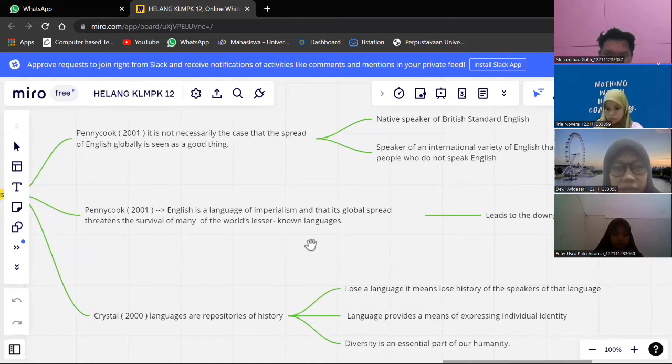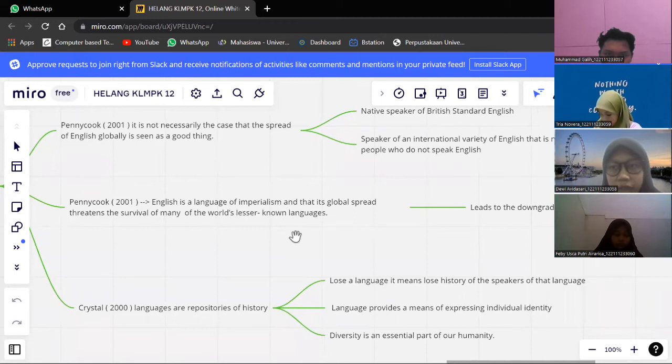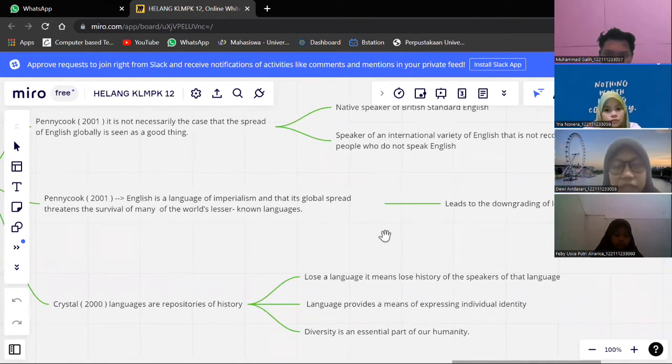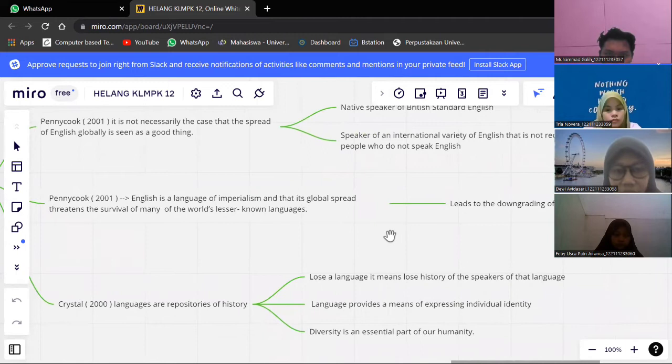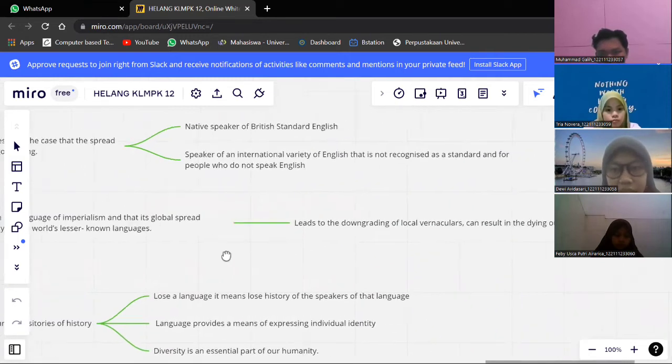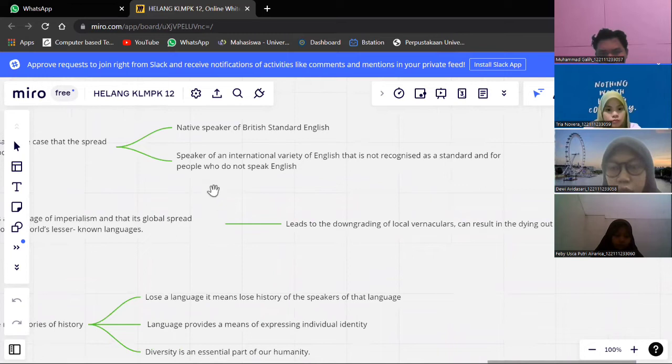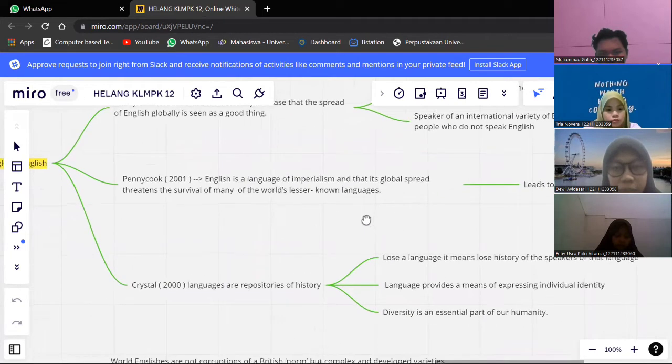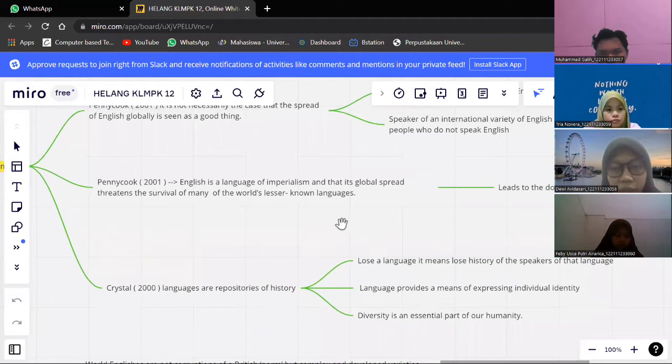For example, it is not necessarily the case that the spread of English globally is seen as a good thing. The spread of English globally provides numerous advantages and disadvantages. Native speakers of British Standard English will enjoy all of the advantages of English becoming a global language, but not an international speaker of a variety of English that is not recognized as standard, or people who do not speak English at all. From this latter perspective, the development of English into a global language is perhaps not as valid.